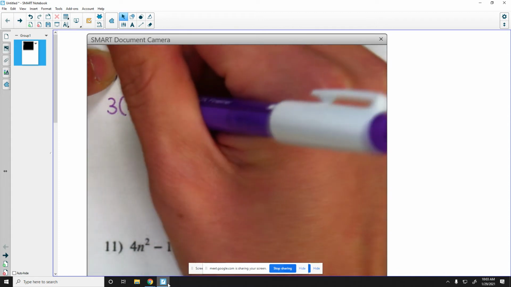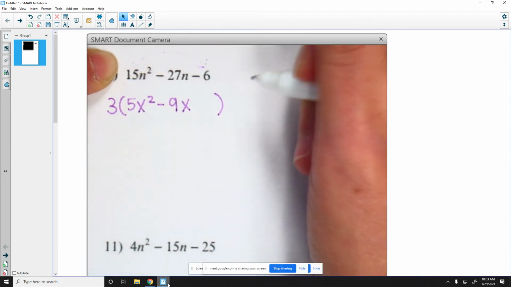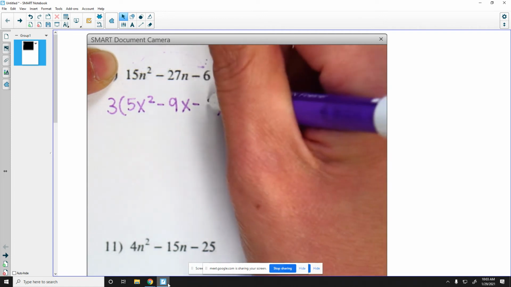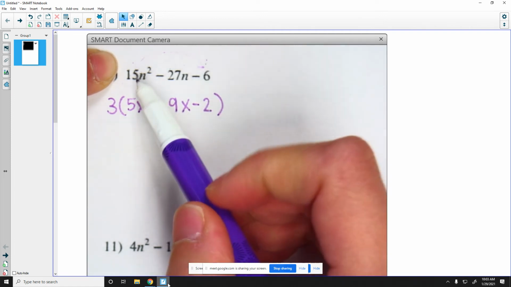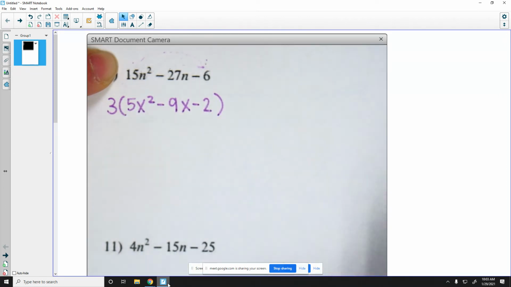5n squared minus 9n minus 2. Perfect. So do you see what Luke did? He just divided by 3, divided by 3, divided by 3. All right, so that was step number 1.